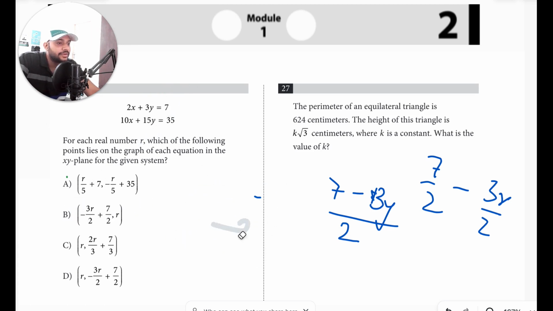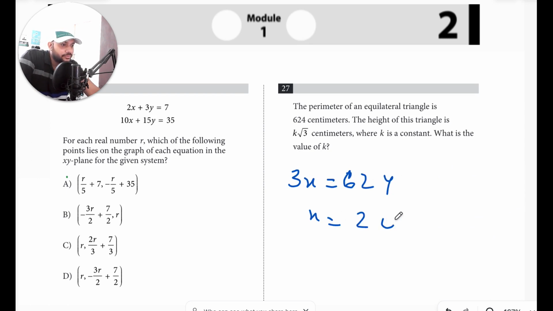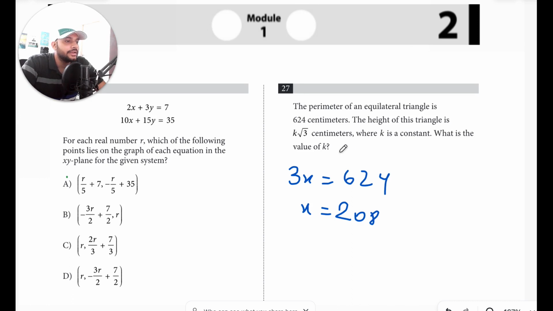The perimeter of an equilateral triangle is 624 centimeters. The height of this triangle is k root 3 centimeters, where k is a constant. What is the value of k? Perimeter of an equilateral triangle, that means 3x, each side, 3x is equal to 624. x is 3 times 2, 3 times 0, 3 times 8. Okay, 208.